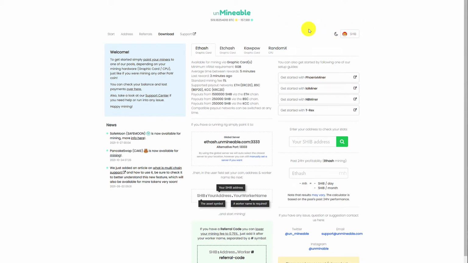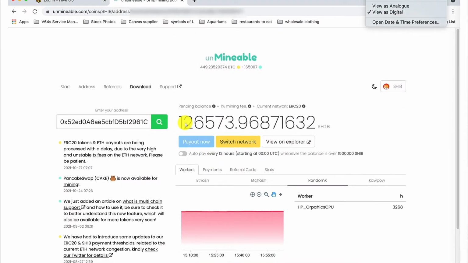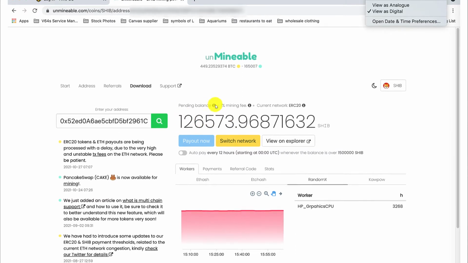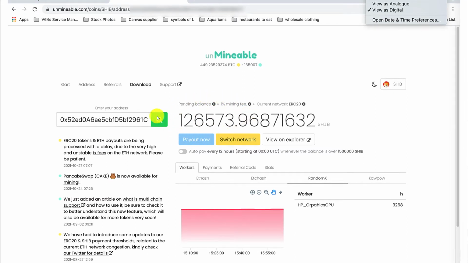Before I built the rig, I was mining Shiba Inu tokens on Unminable with my desktop CPUs. I had accumulated roughly 126,000 Shiba Inu tokens just mining with my CPU, so it was pretty cool. But the reason I also decided to get the RTX 3090 was I wanted to start GPU mining to increase the speed at which I could get paid out on Unminable.